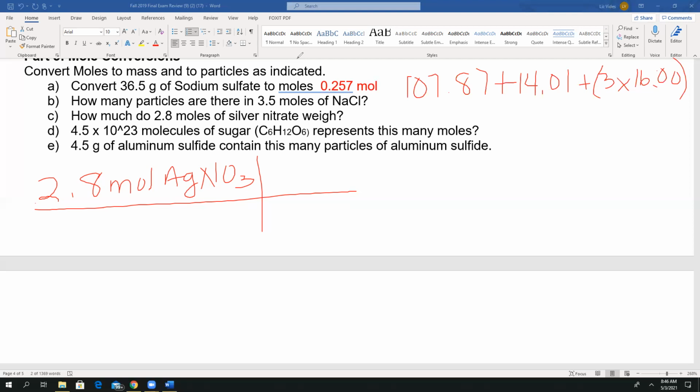That's 107.87 plus 14.01 plus 3 times 16 equals 169.88 grams per mole. And this time the grams need to go on top, right? Again, and the moles need to go on the bottom because we want grams.